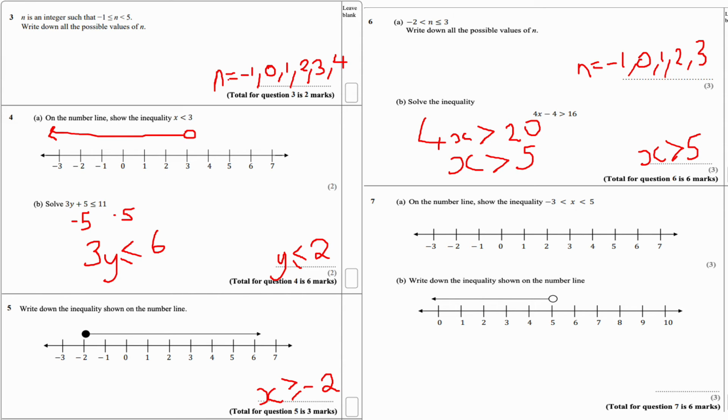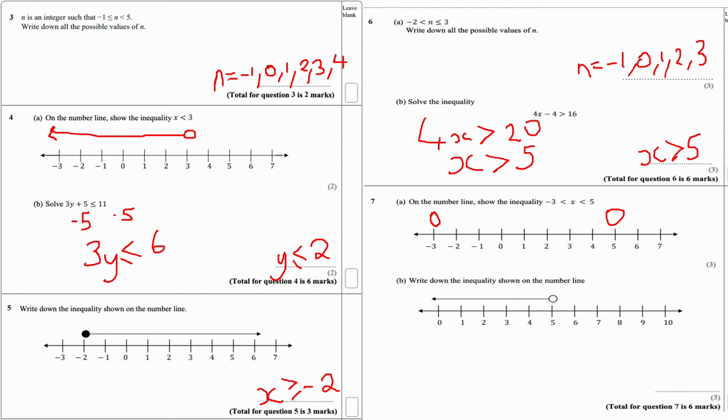Okay, this is question number 7. On the number line, show this inequality. So it's a hollow circle for minus 3. It's bigger than minus 3, but less than 5. Okay, so it's going to be a hollow circle there.